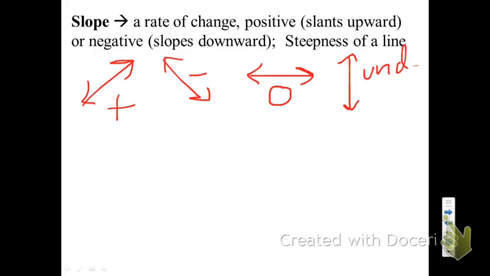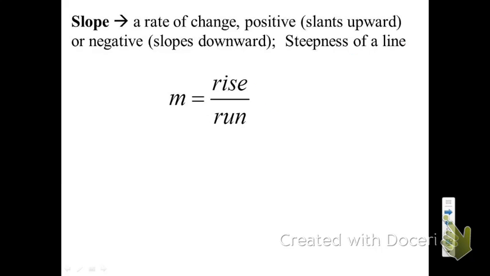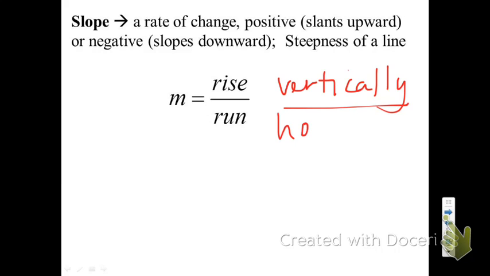Okay, a lot of times we talk about slope in terms of a formula. Slope is the same as rise over run. I'll give an example. If I am sitting in my chair and I have to get from point A to B, I have to rise before I can walk. So we have to move vertically before we move horizontally.